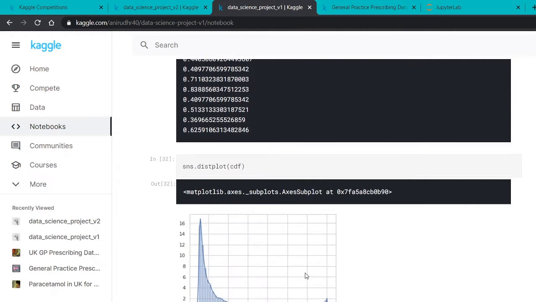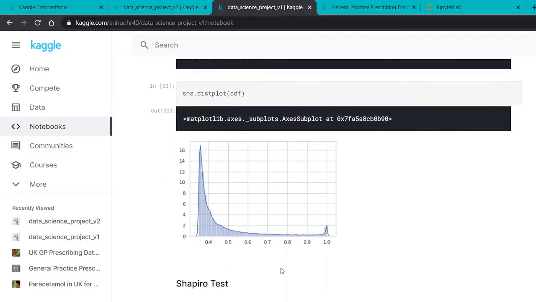Then you have the cumulative distribution function. The cumulative distribution function also looks skewed. So that's also a graph present here.